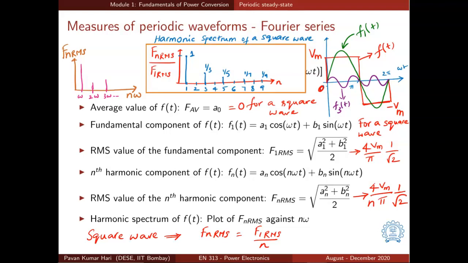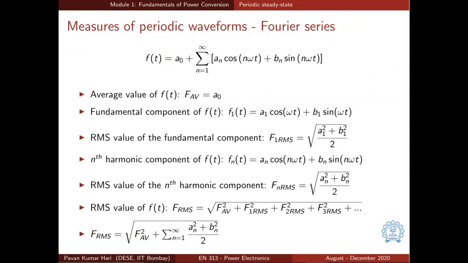N is the ratio of the harmonic frequency to the frequency of the fundamental component. So if we consider the fundamental component magnitude as 1, because it's normalized, then the third harmonic will have a value of 1 by 3, and the fifth harmonic will have 1 by 5, as expected by the expression Fn RMS is equal to F1 RMS divided by n.